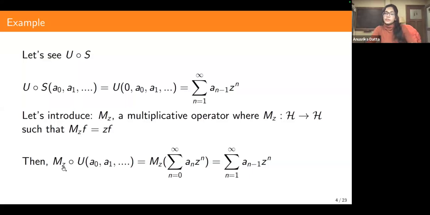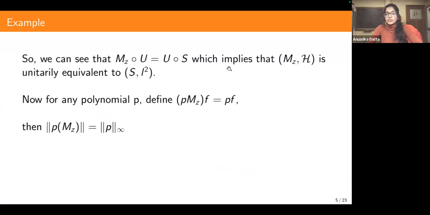Now, if we take the composition of M_z with U, we will see that this gives us the same power series that we have from U composed with the shift. So pointwise, M_z composed with U and U composed with the shift give us the same thing. That implies that the multiplication operator M_z on the Hardy space is unitarily equivalent to the unilateral shift operator on the L2 space.